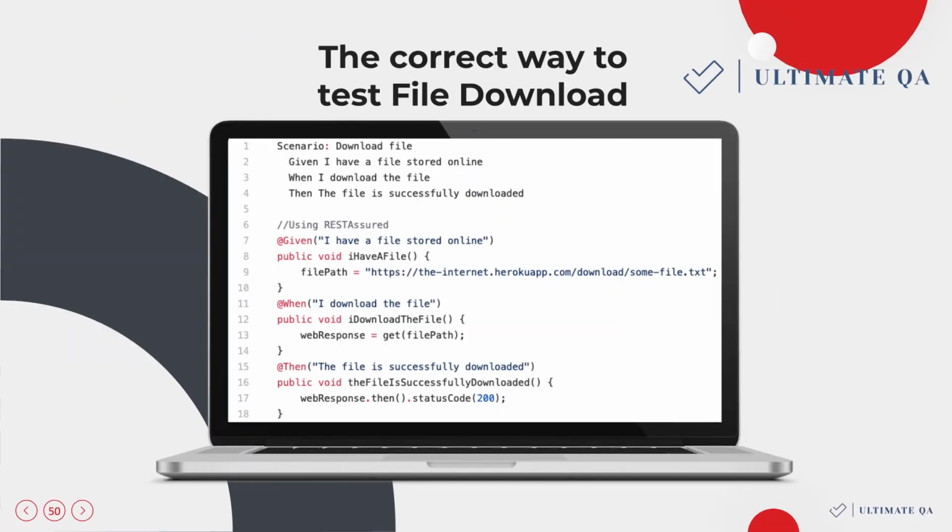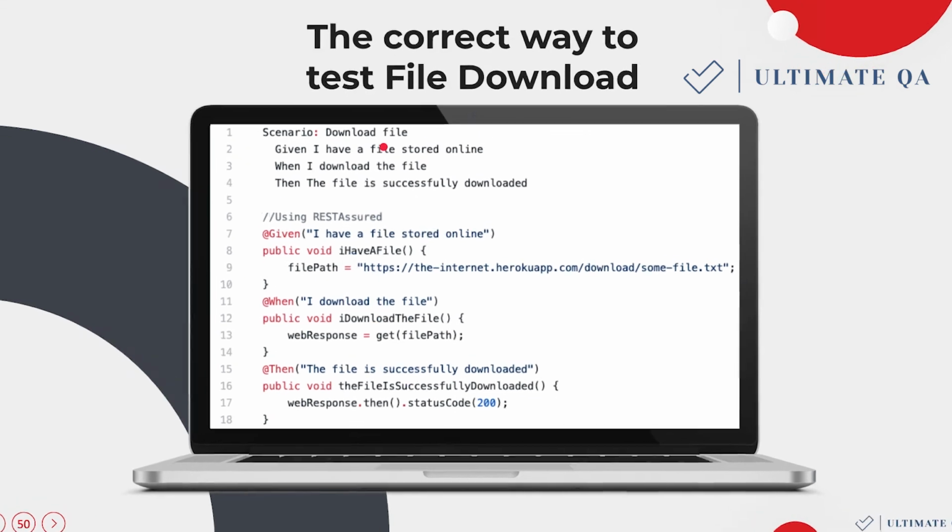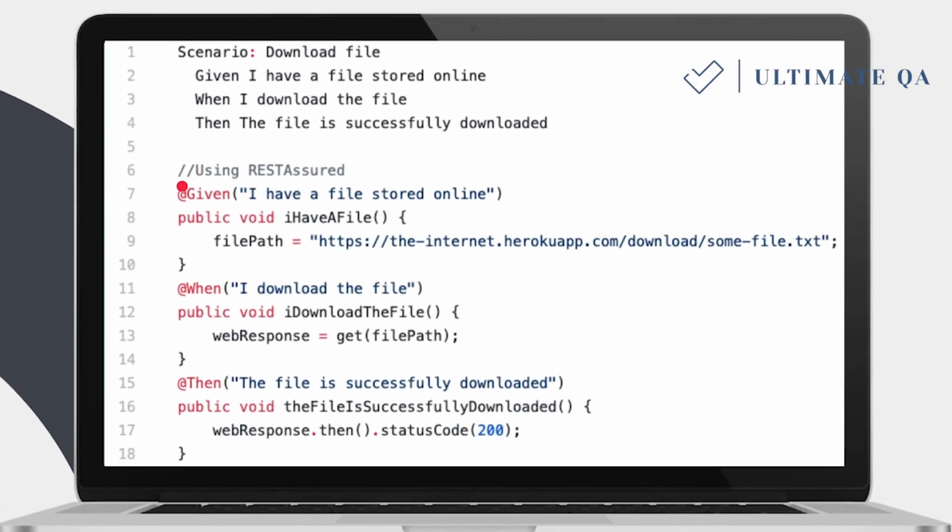So the correct way to test the file download is already, as I have mentioned, is using an HTTP client. So in this example, I am showing you using Rest Assured, okay? And so you can see that I've set a file path of the file that I expect to exist. Then we do a get, an HTTP get.